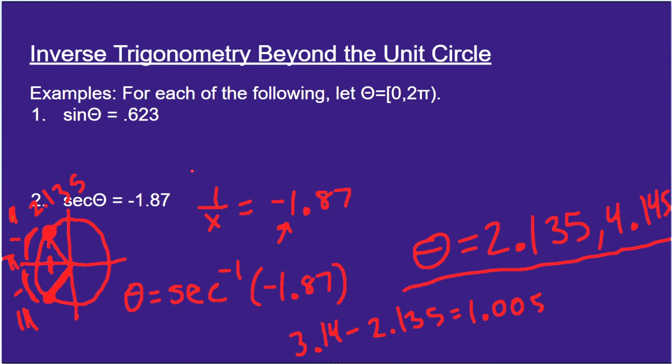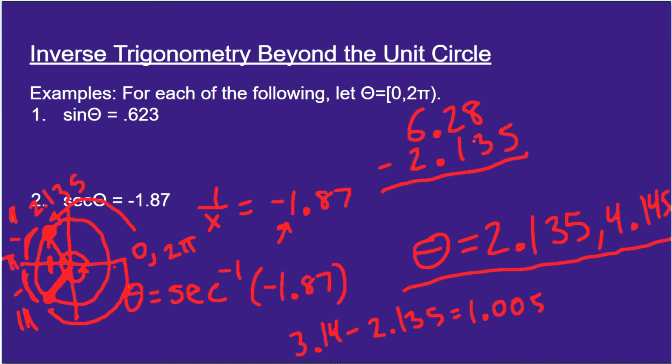The other way I could find it is I could say, well, from 0 to the angle was 2.135. So therefore from 2 pi, imagine the full loop is 2 pi, right? So if I go backward from 2 pi by 2.135, I could also get the answer. 2 pi is 6.28. 6.28 minus 2.135, what's that going to be? It'll be 4.145. Oh, look, it's the exact same answer.